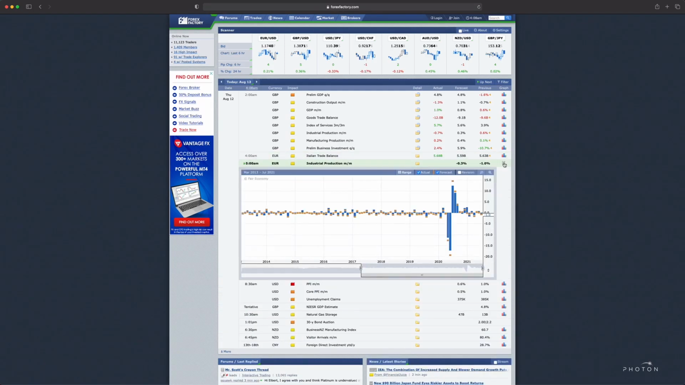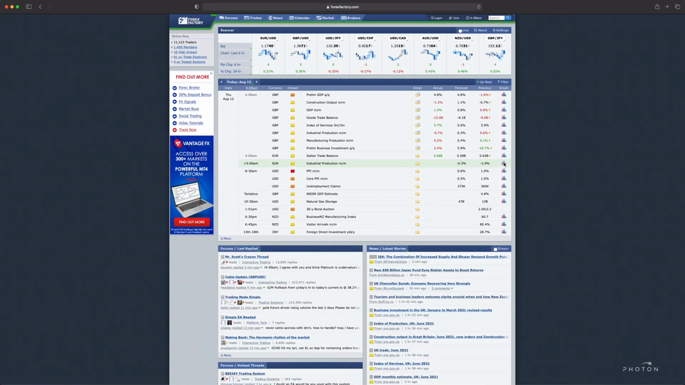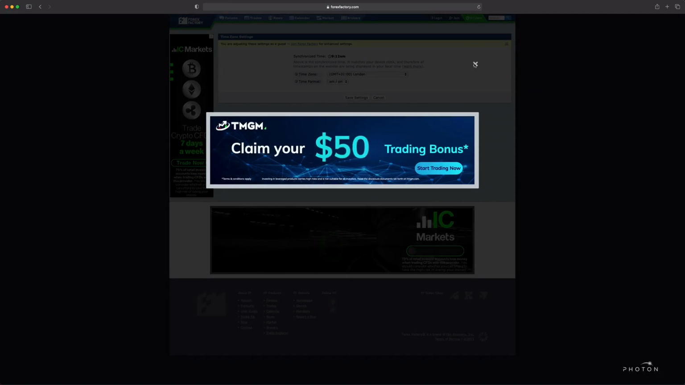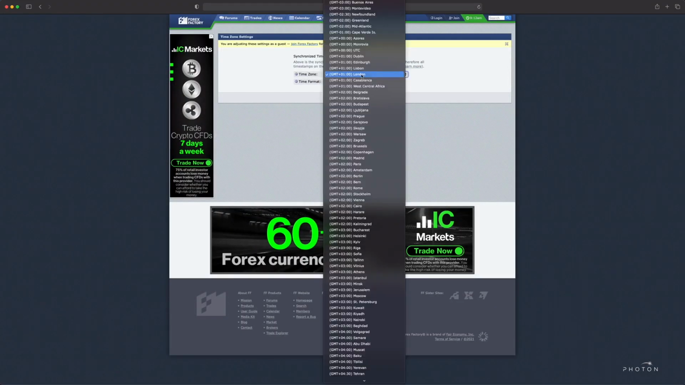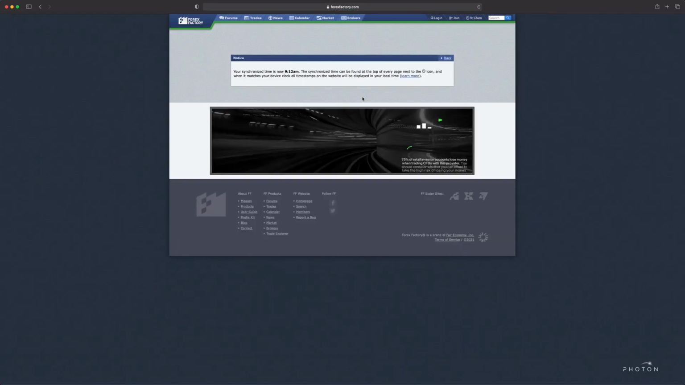You can quickly pop out that graph there if you so wish. The first thing I would actually do before you even do any of this is make sure that you have the right time synced up to your time zone. So if you click the time on the top left hand side, get rid of these annoying ads. Now you can see that it's synced up to my time, and you can play around with that for whatever you want, and then click save settings.